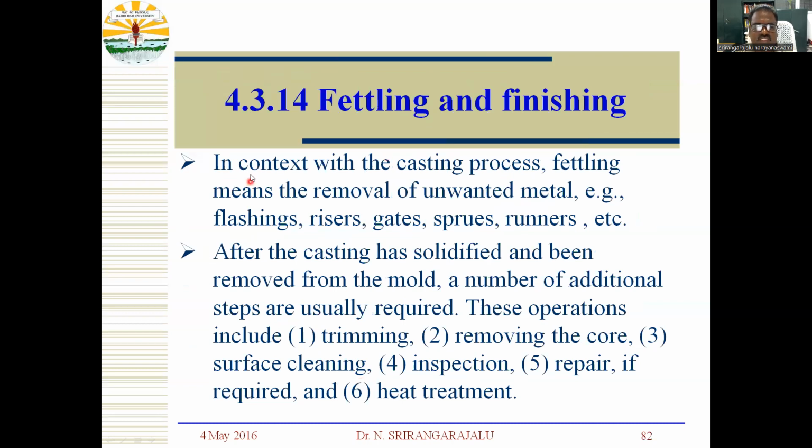Fettling and finishing in the context of casting processes. Fettling means the removal of unwanted metal, for example flashings, risers, gates, sprues, runners, etc. After the casting has solidified and been removed from the mold, a number of additional steps are usually required. These operations include trimming, removing the core, surface cleaning, inspection, repair if required, and heat treatment. If there is a need for heat treatment, we can go for heat treatment of the final casting product also.